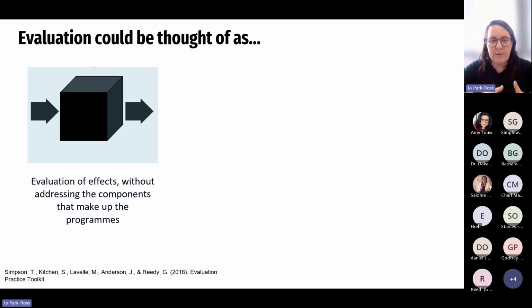So when we evaluate programs, we can evaluate programs as a black box. So we only want to see the effects. We don't want to evaluate too much about the components, but if we put in X, does Y happen? Very straightforward, not a lot of complexity, black box evaluation.